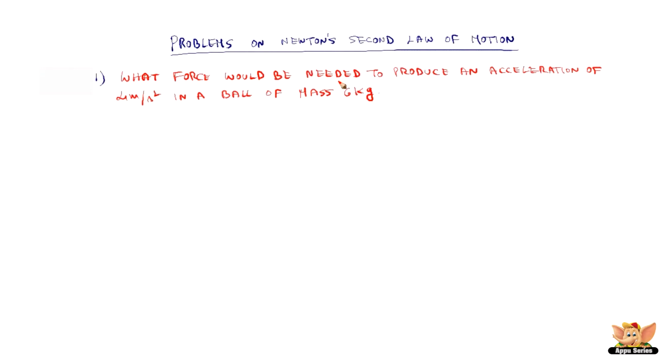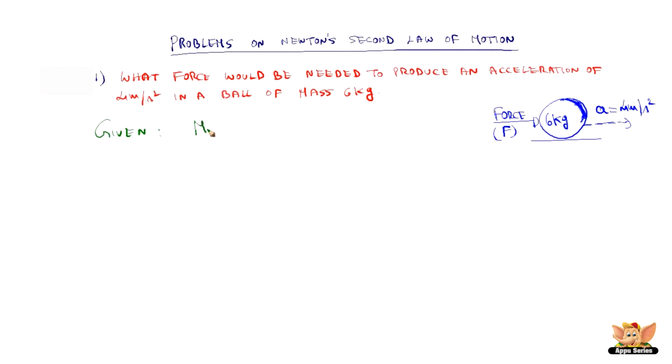What force would be needed to produce an acceleration of 4 meter per second square in a ball of mass 6 kg? So, there is a ball 6 kg in weight and a force, F, is being applied to move this ball on a ground, let's say with an acceleration A, which is given as 4 meter per second square. We need to find the force that is required.